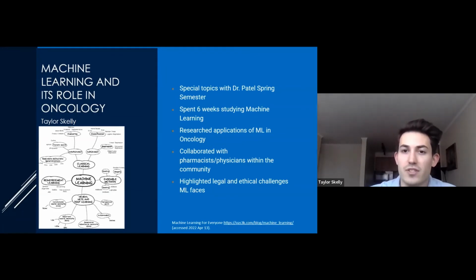After researching machine learning applications in oncology, I collaborated with some of the pharmacist physicians within the community. I reached out to my P3 IPI site preceptor. I had the Hillman Cancer Center and I had some conversations with her and some of the physicians at her site. And after that, I looked at highlighting legal and ethical challenges in machine learning and what faces it, such as data privacy issues, and making sure that machine learning devices are accurate and reliable. Next slide.